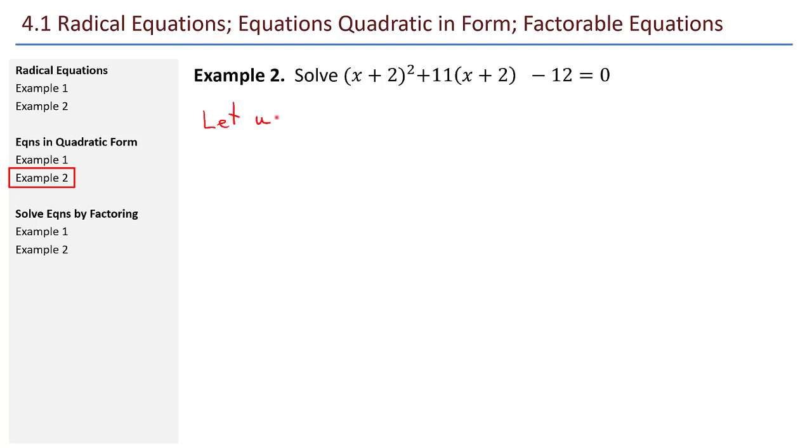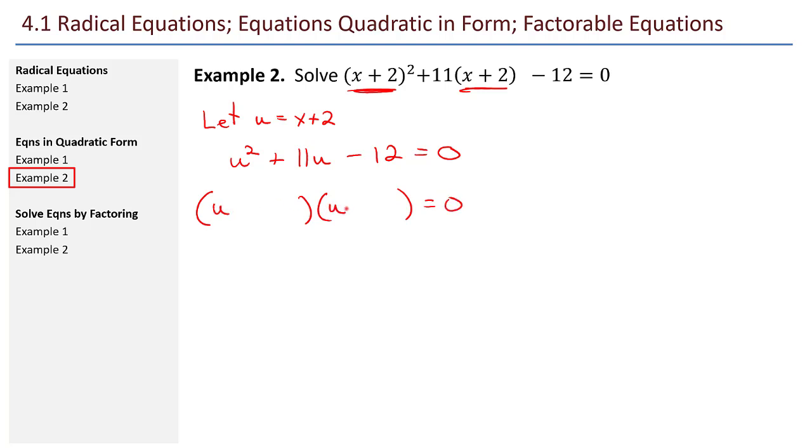Let u equal x plus 2. Then what does the equation become? When I substitute, I get u squared plus 11u minus 12 equals 0. Once again, this is a quadratic equation, and now I think we can factor it.